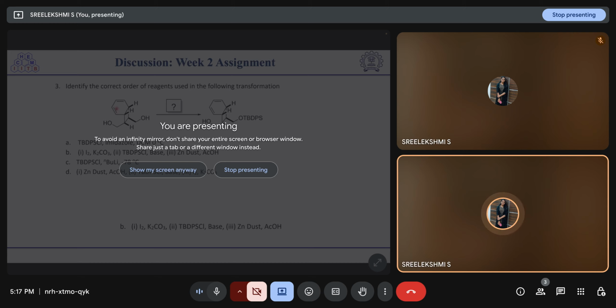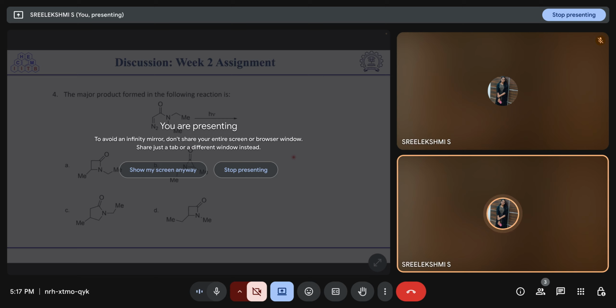What will happen here is, first in the presence of iodine, K2CO3, one of these hydroxyl groups is undergoing an Appel-type reaction to put iodine here. Then treating with TBDPSCl and base, there is no selectivity issue, so instead of this OH, OTBDPS will come. Then zinc dust and acetic acid convert that iodine back into the hydroxyl group and will give this product. So the correct answer is option B.